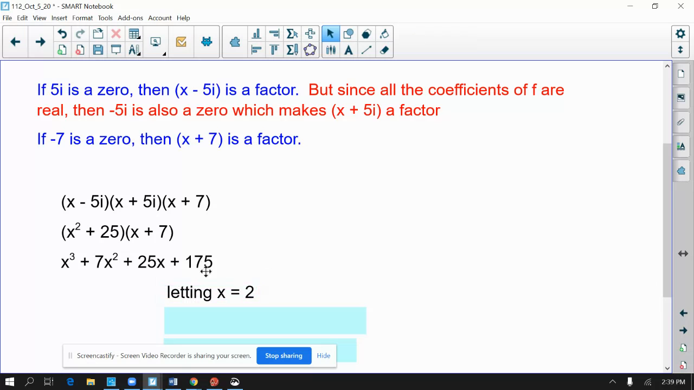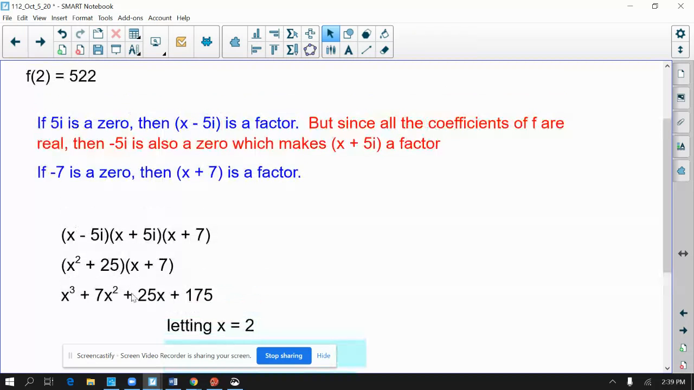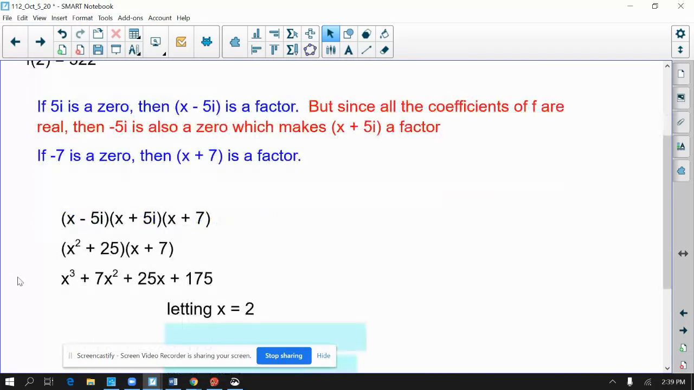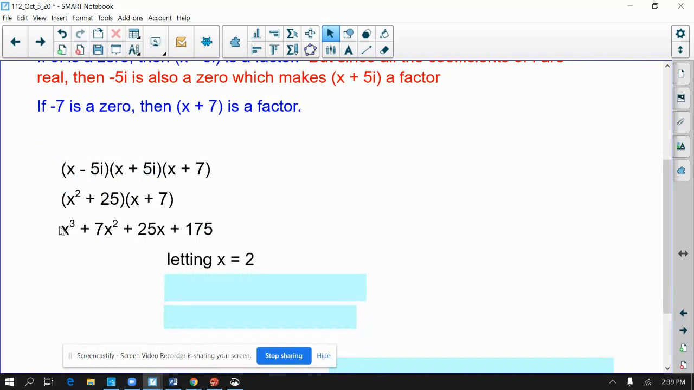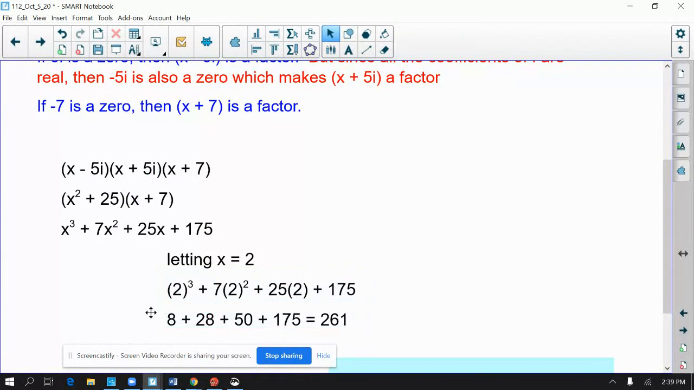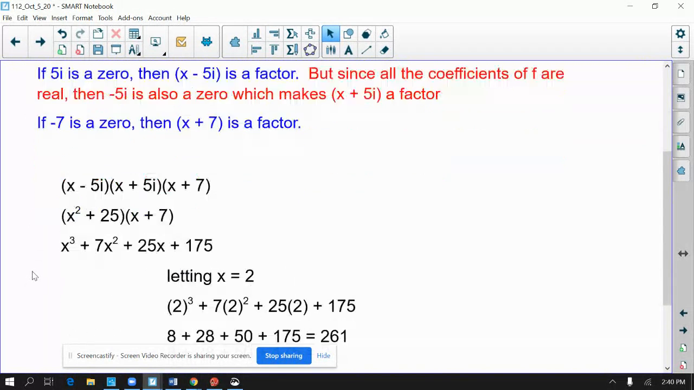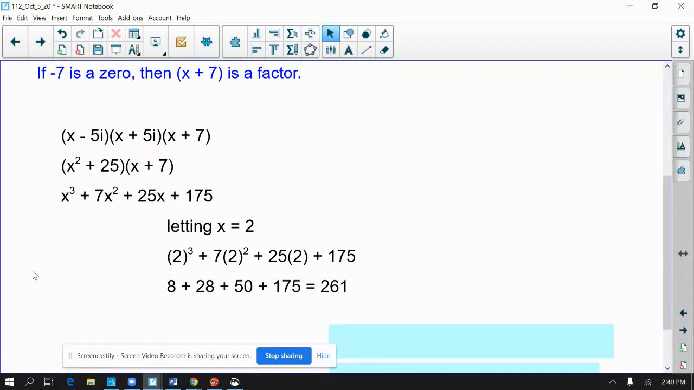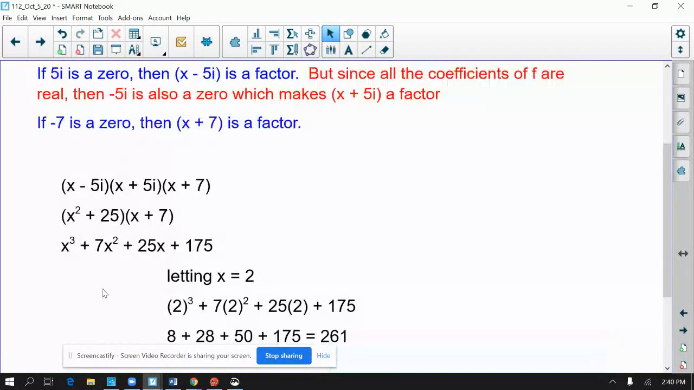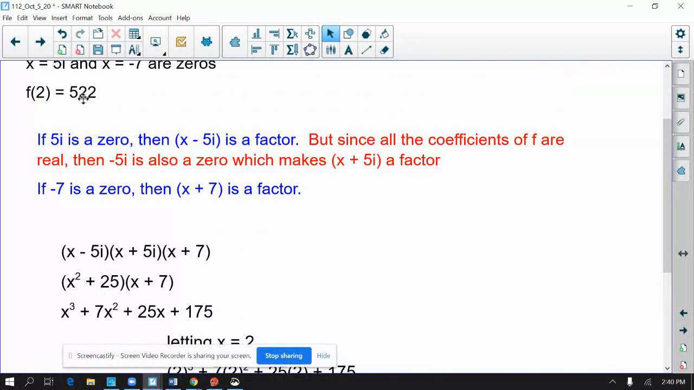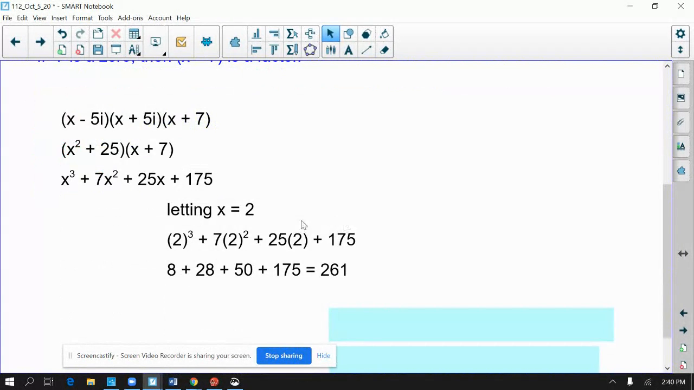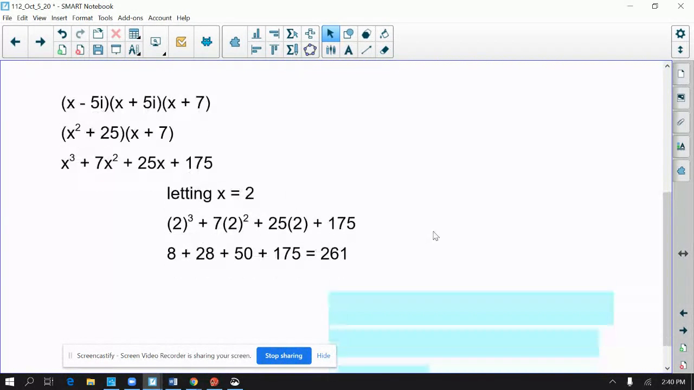So that is my first try, but I realize that f of 2 is 522. So I'm going to let x equal 2. And what do I get? When x is 2, I get 261. I need 522. So 261 is not 522, but 261 is exactly half of 522. So I'm just going to multiply this whole polynomial by 2.